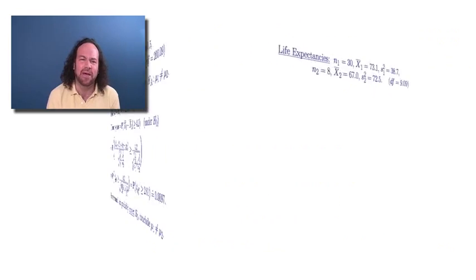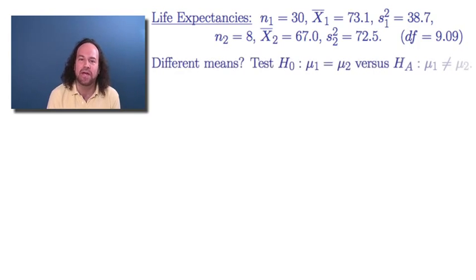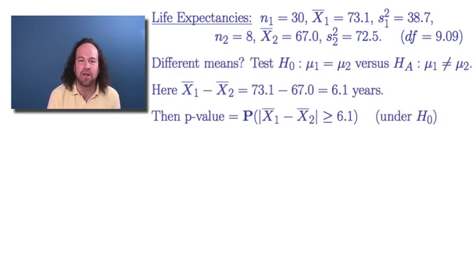Okay, now let's do another example. Let's go back to that life expectancies example. Remember there, one sample was the life expectancies in East Asia and the Pacific, and there were 30 countries there. The other sample was for South Asia, and there were 8 countries there. They each had their own sample mean and their own sample variance. Again, we want to test the hypothesis that the two true means are equal versus the alternative that the two true means are not equal. The observed difference in the sample means is here equal to 6.1 years. So the p-value should be the probability under H0 that the difference in the sample means would be at least as big as this 6.1 years.